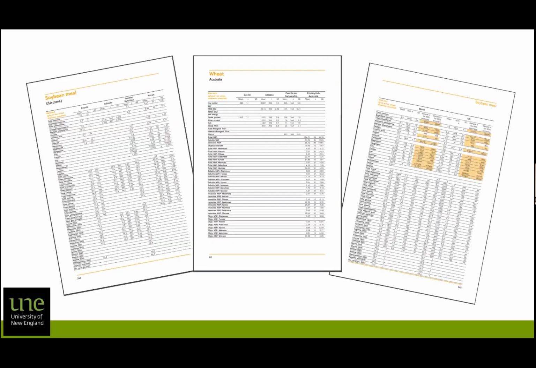So essentially, this is just some screenshots from within the database just to show you what it looks like. We've got the different companies and their mean values for, say, in this example, soybean meal on the left, and all the different nutrients. And we also have on the right the standard deviations and calculations as to the accuracy of the data as well.